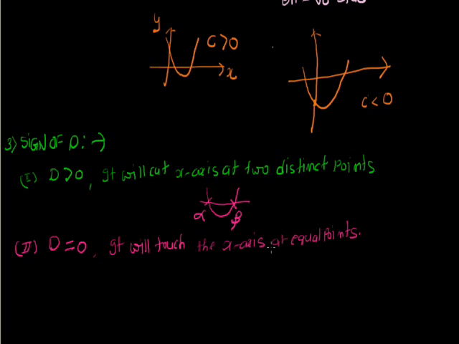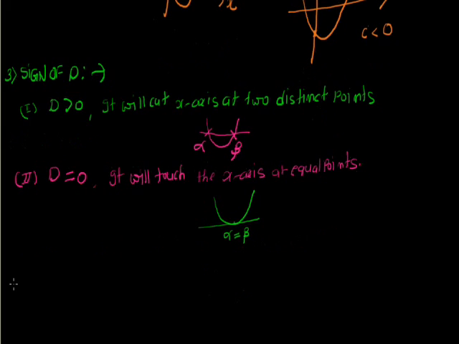If we want to draw this situation graphically, how can it be represented? It can be represented like this. So the graph will touch the x-axis at two equal points where alpha is equal to beta. Means in this case the polynomial will have two equal roots.